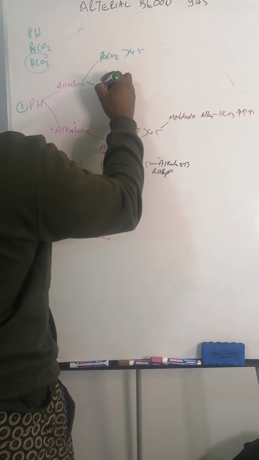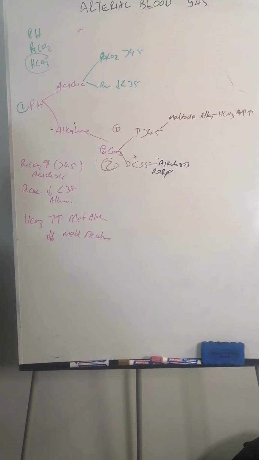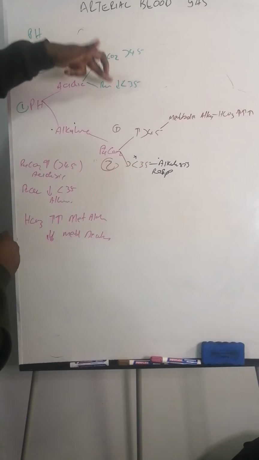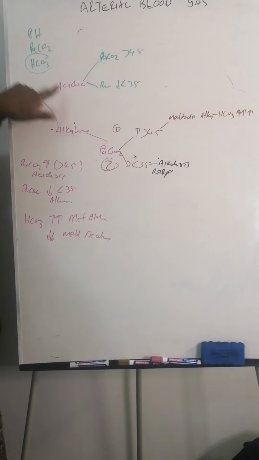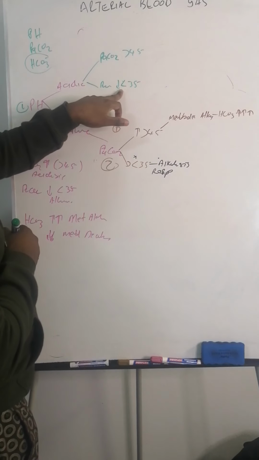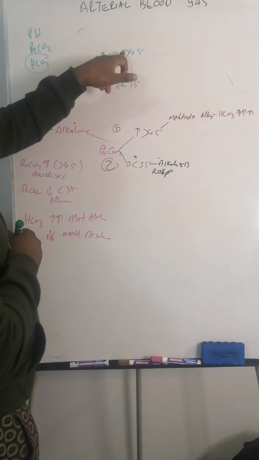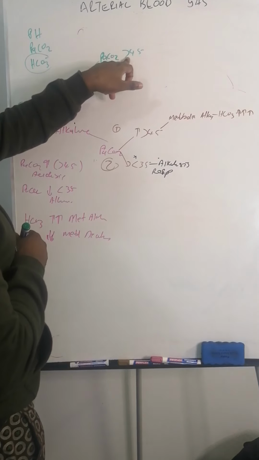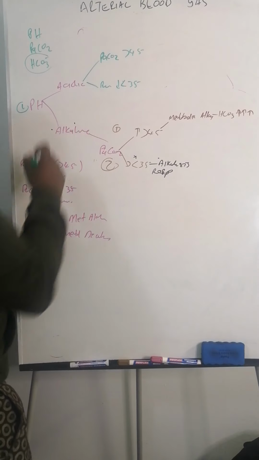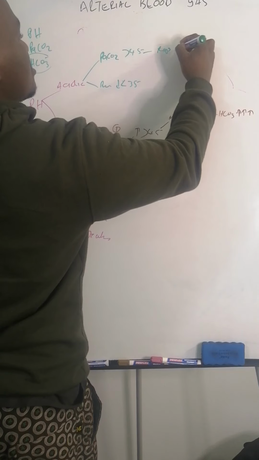This one has got a partial pressure of CO2 that is less than 35. What is happening? So if we've got an acidic pH, let's look for a partial pressure that agrees with acidity. A partial pressure of CO2 that is less than 35 doesn't agree with acidity, but agrees with alkalinity. So this one is the one that agrees because the partial pressure of CO2 is more than 45 there. So we can say this is respiratory acidosis.